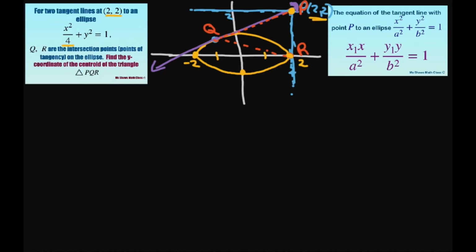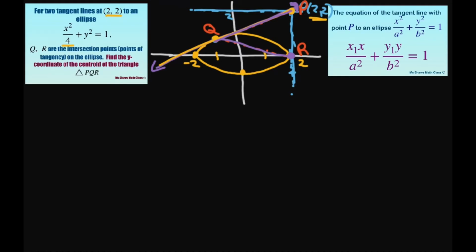That's this one. And then Q is right here, given that line right there. And R is going to be here. And this is your triangle right here that we're trying to find the centroid of, the y-coordinate of the centroid.